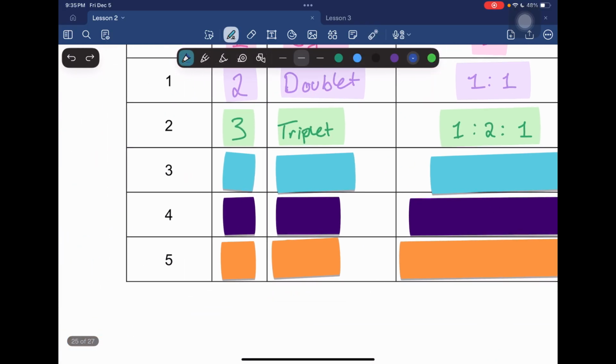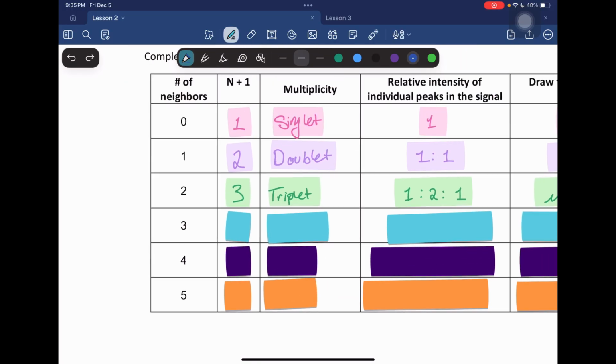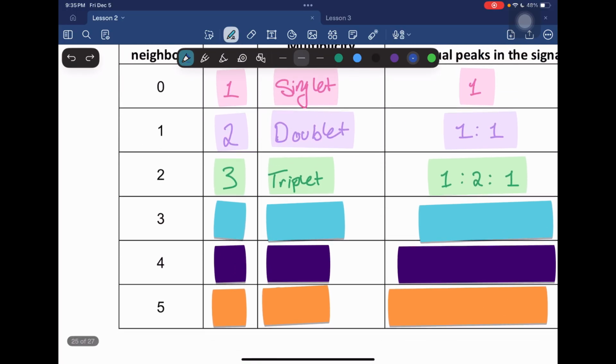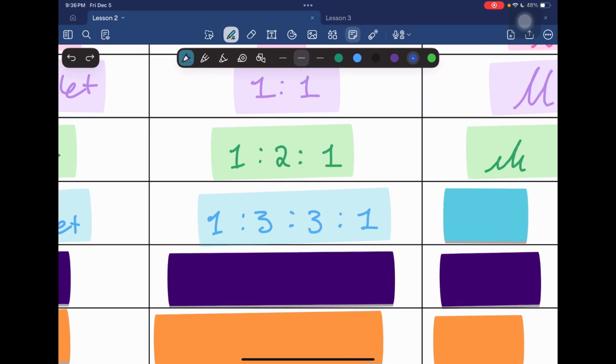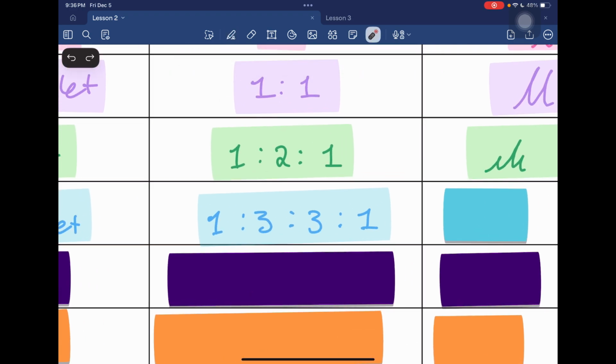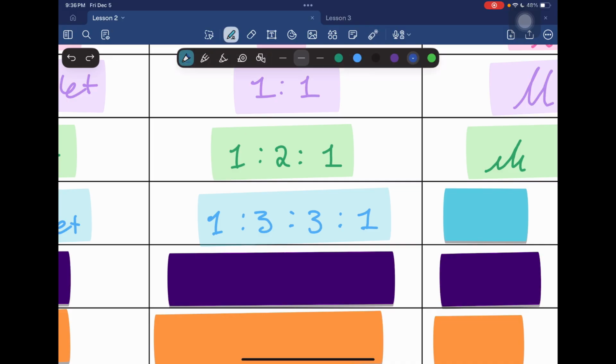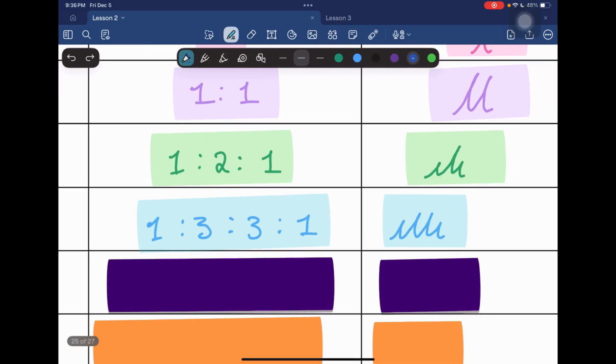See? Now we have 3 neighbors. 3 plus 1 is 4. We're going to get a quartet. We're going to get a 1 to 3 to 3 to 1 ratio. This is telling us, again, the same thing: 1, 2, 3, 4. These two are going to be the same and these two are going to be the same, but this is going to be higher in frequency. And that gives us this right here.